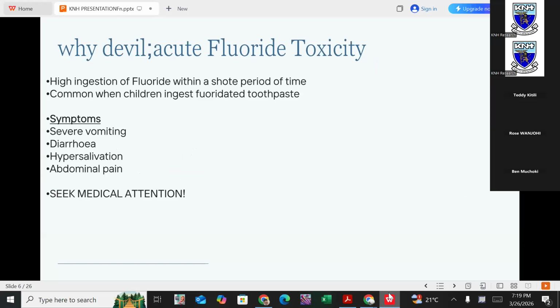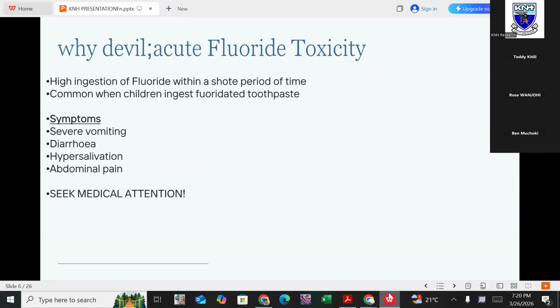In one way, if you have very high fluoride ingestion within a short period of time, you can have acute fluoride toxicity. This is usually common when children take fluoridated toothpaste. Remember the fluoridated toothpaste for young ones? It usually has some mint, it has some flavor. So some actually swallow it. It usually has very high fluoride. In fact, it usually has like 1,000 milligrams per liter, parts per million. So that is very high fluoride.